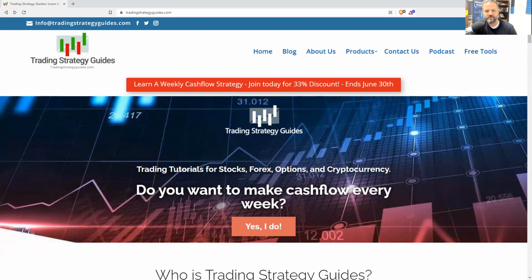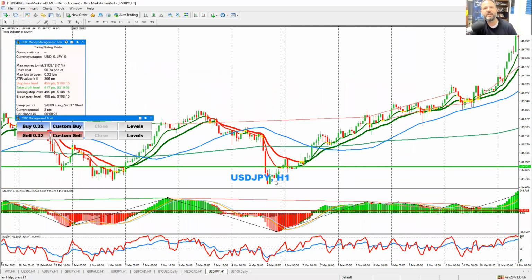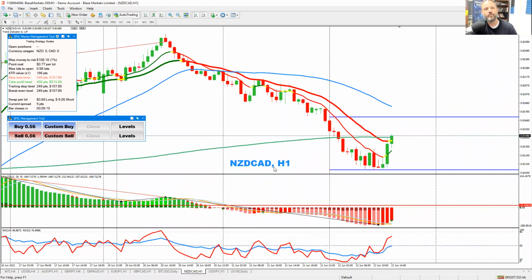Okay, so someone says, being new to currency trading, you don't recognize the symbols. Well, this is US 100, that's the Nasdaq 100. USD JPY is US dollar and Japanese yen. NZD CAD is New Zealand dollar, Canadian dollar. You'd have to get familiar and learn all of those symbols if you were going to be a currency trader.